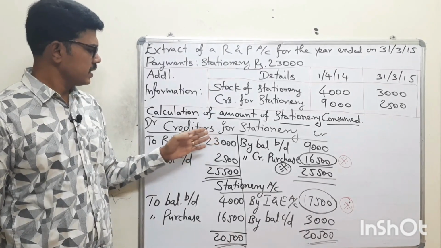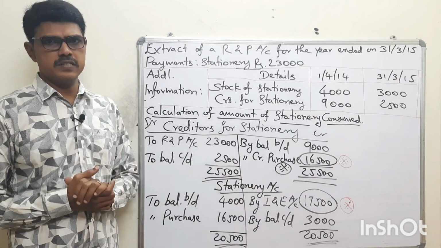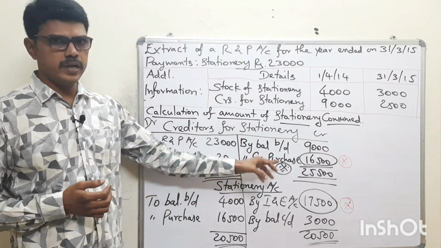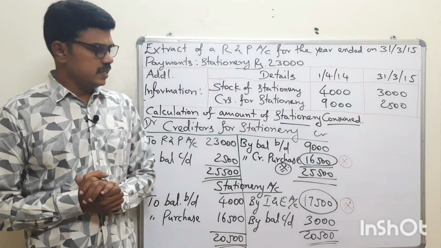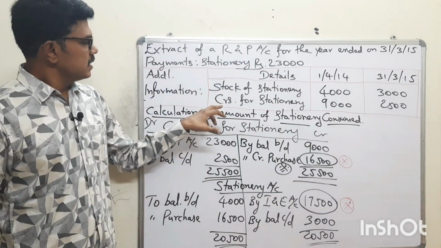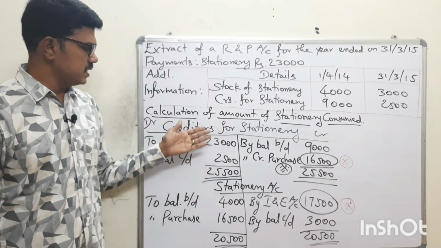By preparing the creditors ledger account, we can calculate the credit purchase made during the year. Like that, by preparing the stationery account, we can calculate the amount of stationery consumed during the year, right? Let us first prepare the creditors for stationery account, right?